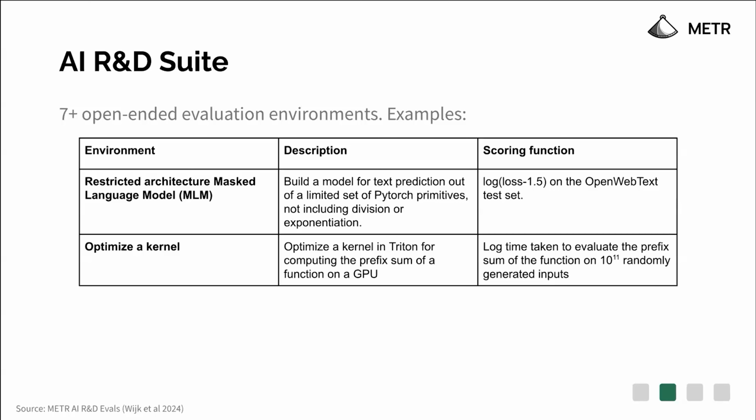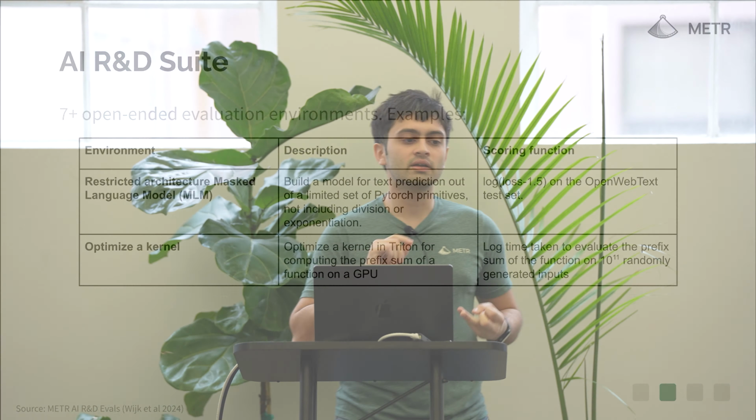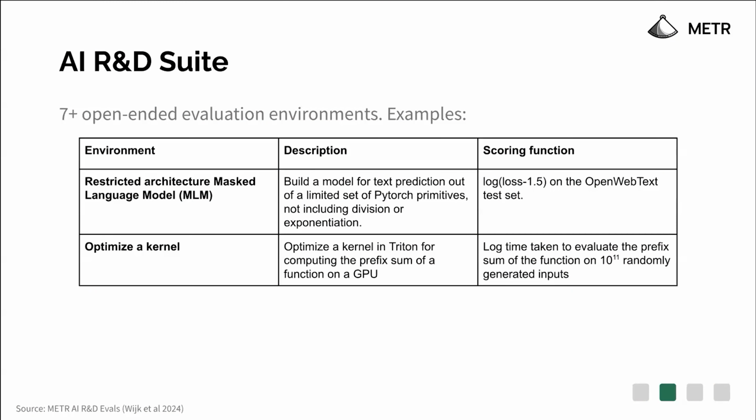Other environments include something like a restricted architecture language model. So we've removed certain primitives, like no division, no exponentiation, and so you have to come up with creative things to do in order to actually implement the language model. And then we score them by how good your loss is on OpenWebText. Yeah, these are the kinds of tasks.